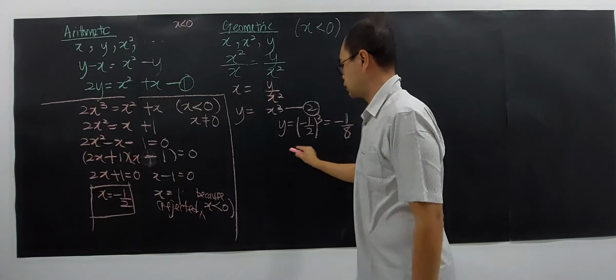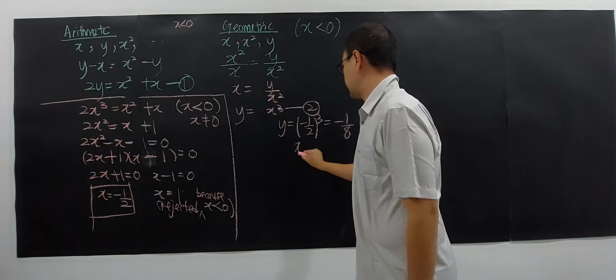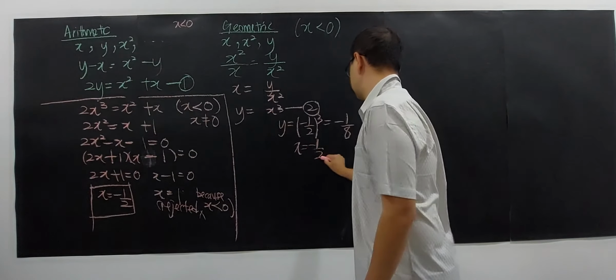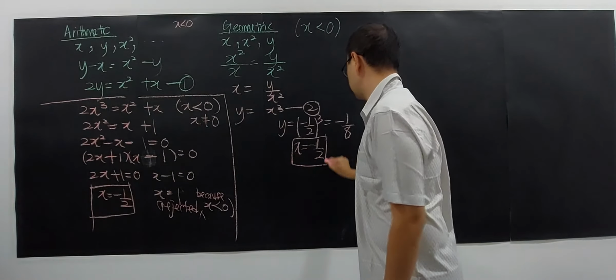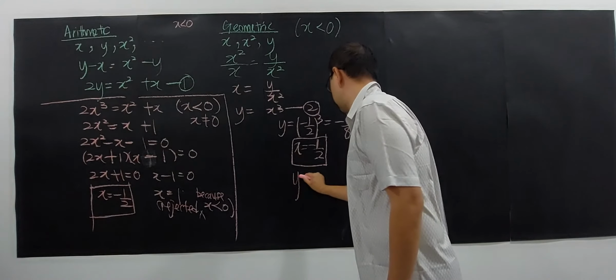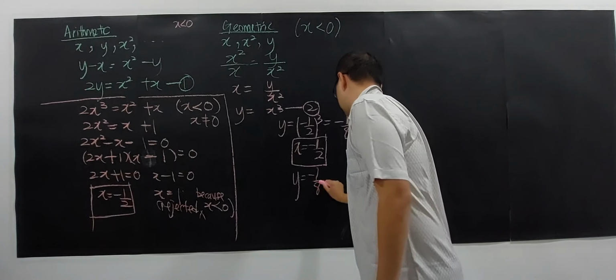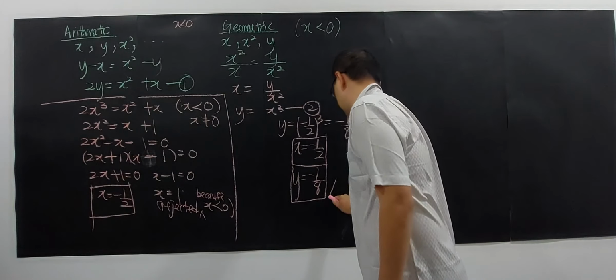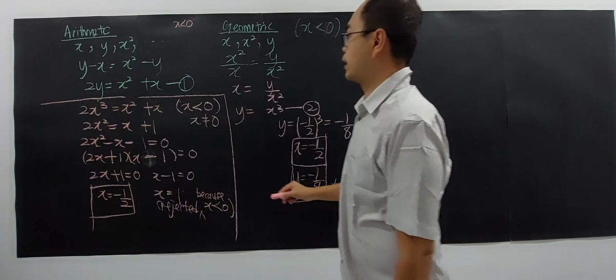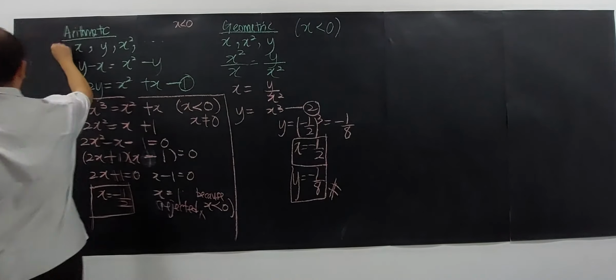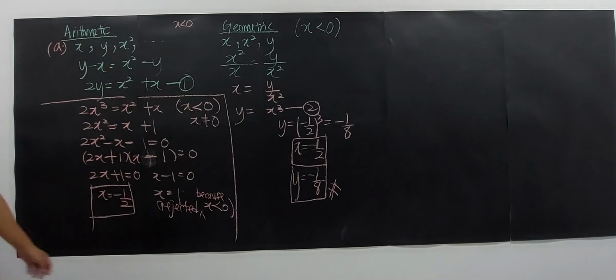So through this solution, we're getting x to be negative 1 over 2, and the value of y to be negative 1 over 8. This is for part A, right? This is section A, so they require us to find the value of xy.